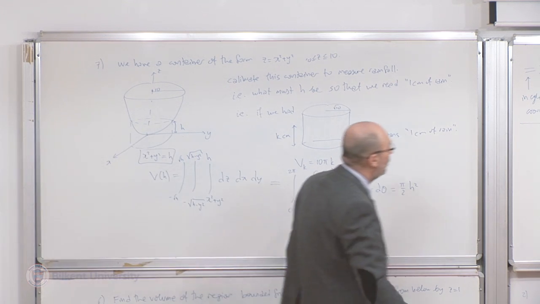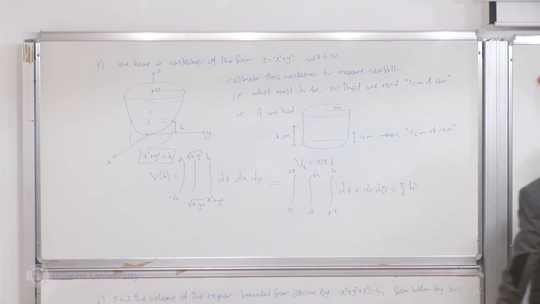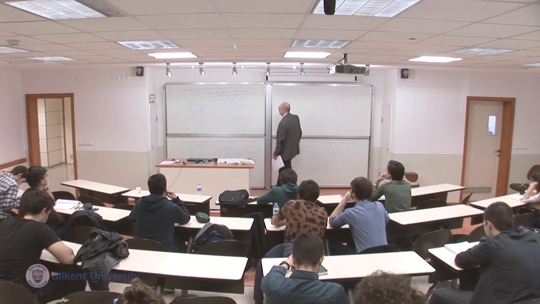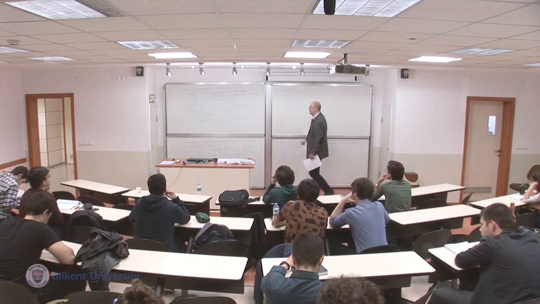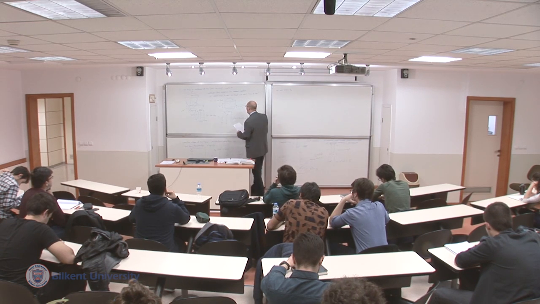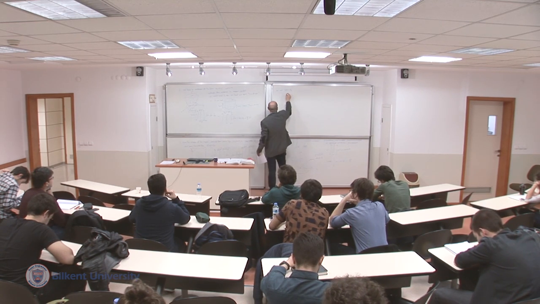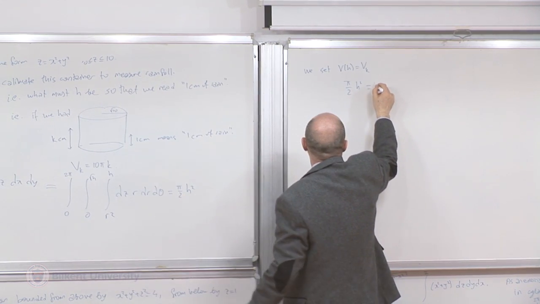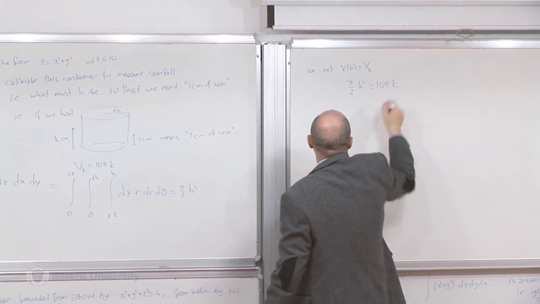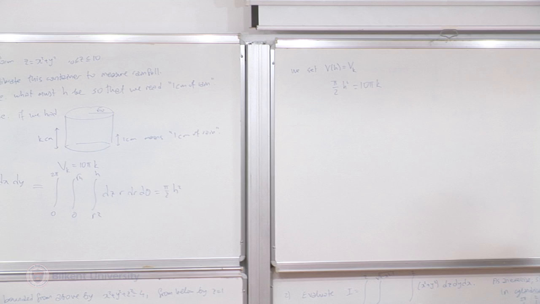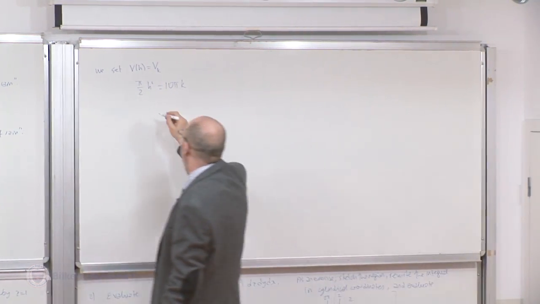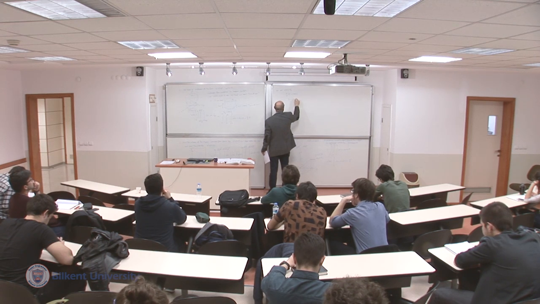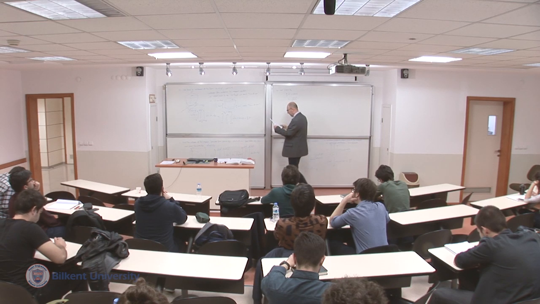So to finish up the problem, V_h corresponds to k centimeters of rain, but k centimeters of rain is this thing, 10 pi k. So here pi over 2 h squared is equal to 10 pi k. I want to express h in terms of k. So here h is equal to square root of 20 k.